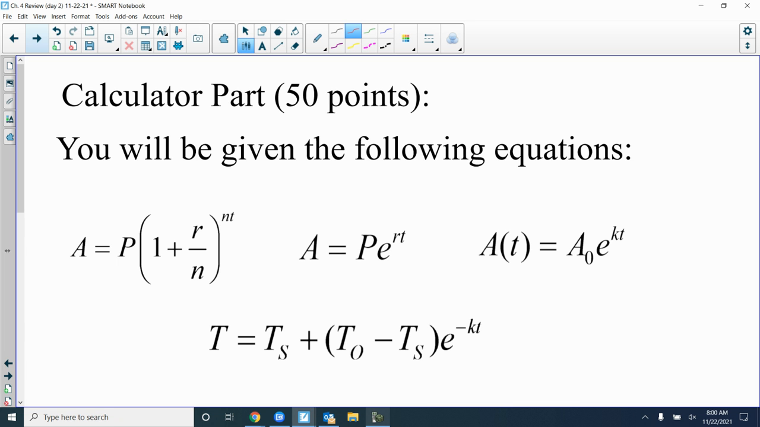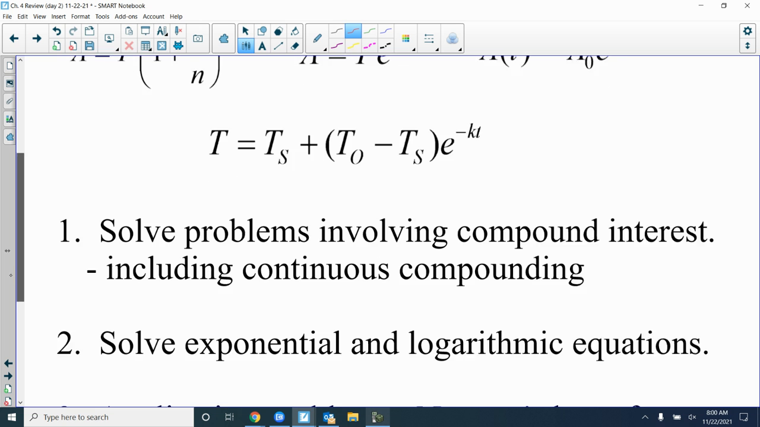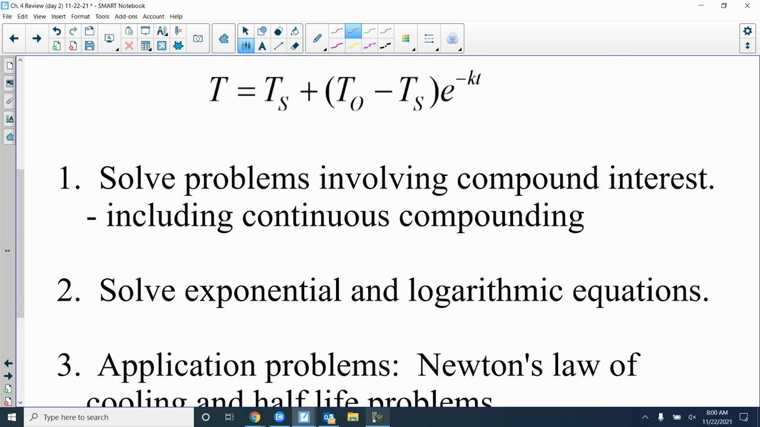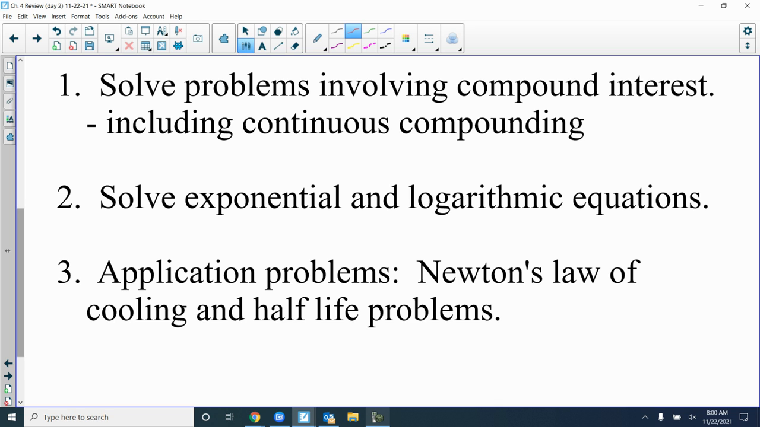For the calculator test, I'll give you the formulas. You're going to have some problems like the quiz: compound interest, continuous compounding. Exponential and log equations, those are like the last 2 sections. Okay, all of those. And then application problems, Newton's law of cooling and half-life problems. You had a couple half-life problems on the one page, and then we did Newton's law of cooling today.